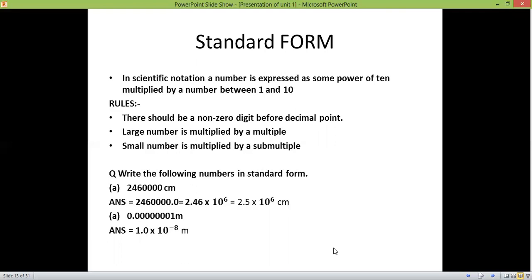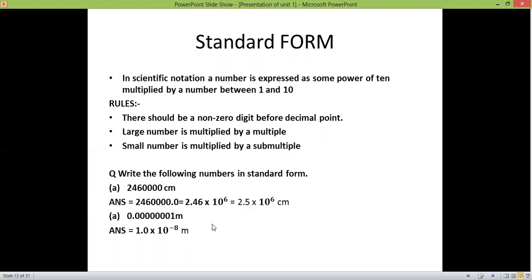The first rule is that there should be a non-zero digit before the decimal point. The second rule is that if the number is too large, in that case, the non-zero digit will be multiplied by a multiple. And if a number is very small, then the non-zero digit will be multiplied by a submultiple. For example, in part A a very large number is given.